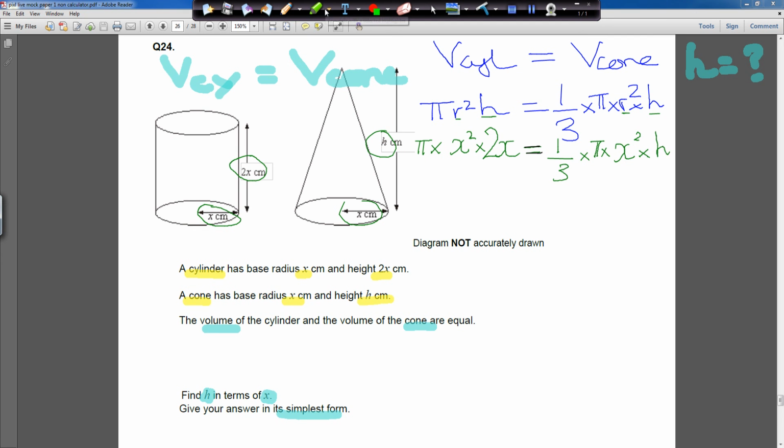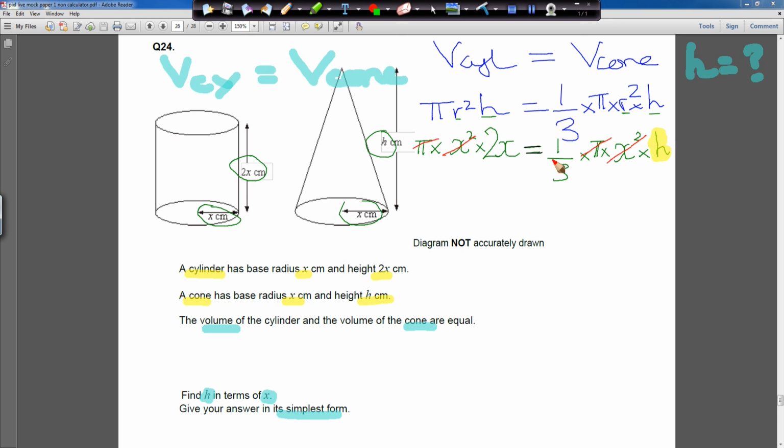So what we need is to work out the height. So we need to get rid of all this and simplify. Let's change to a red. Now we need to simplify, so what we can do first is cancel. You have the left hand side and the right hand side. If I divide the left hand side by x squared, I have to divide the right hand side by x squared, and they cancel each other out. If I divide the left hand side by pi, and divide the right hand side by pi, they cancel each other out. So now what we're left with is 2x equals 1/3 h.